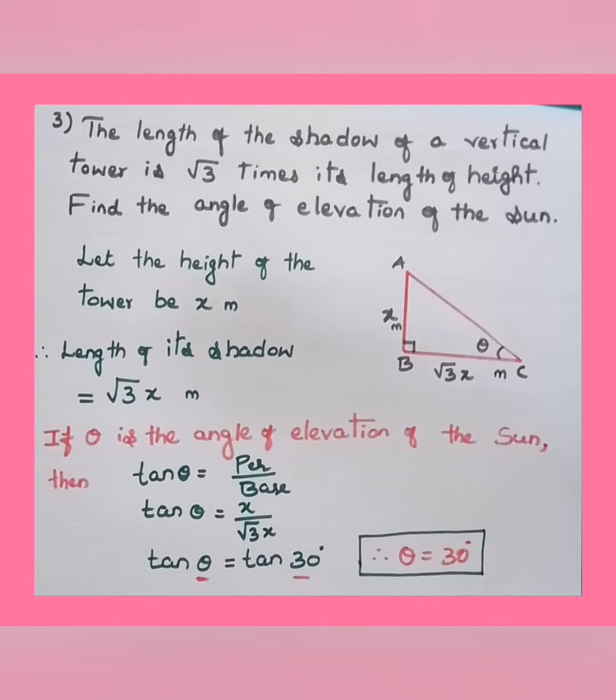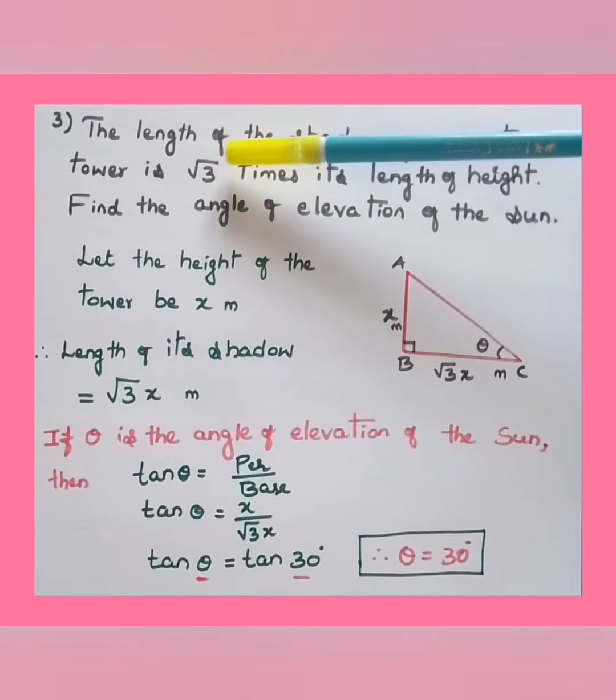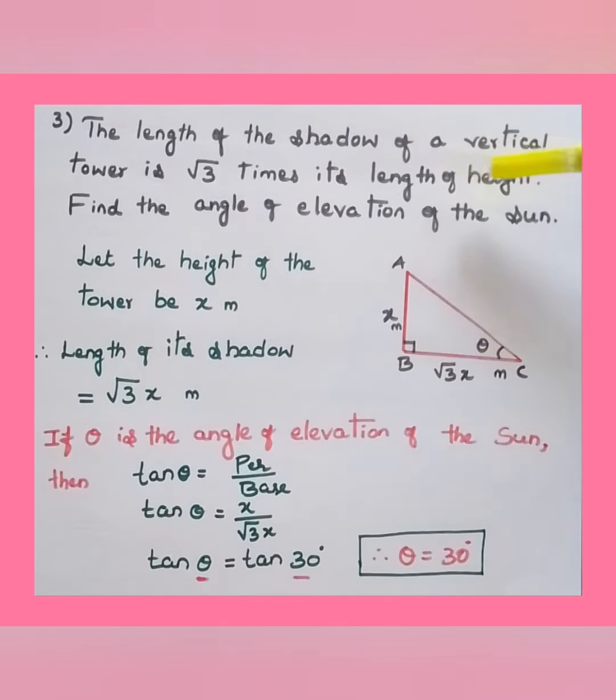Next, the length of the shadow of a vertical tower is square root of 3 times its height. Find the angle of elevation of the sun. So no reference diagram, only the statement form of the question is given. You can underline the angle of elevation. It is obviously from heights and distance. So you can identify what type of question this is first.